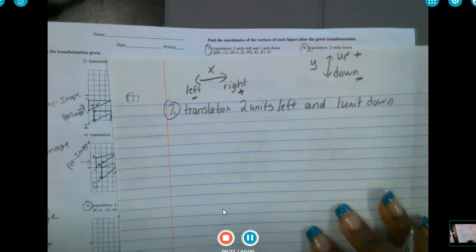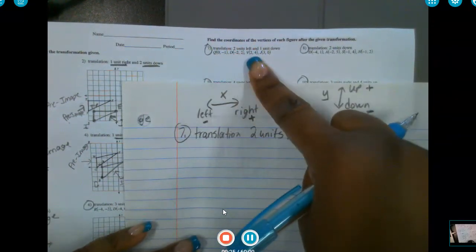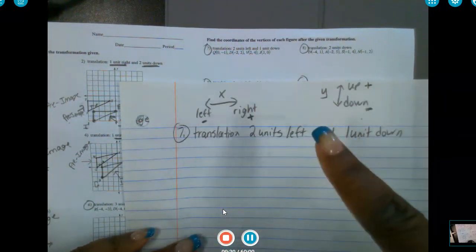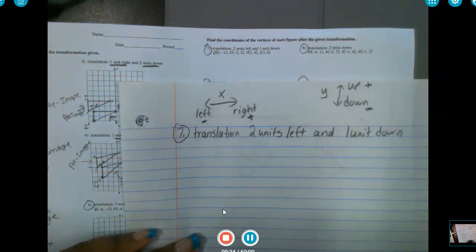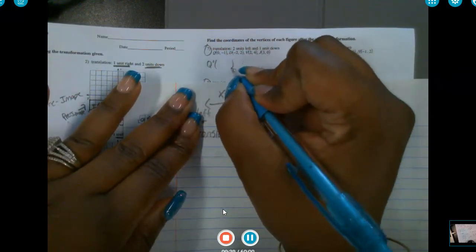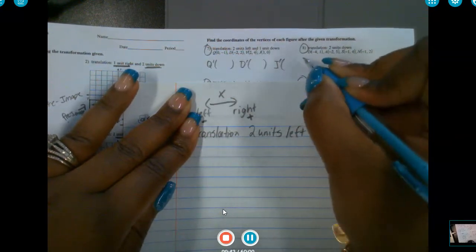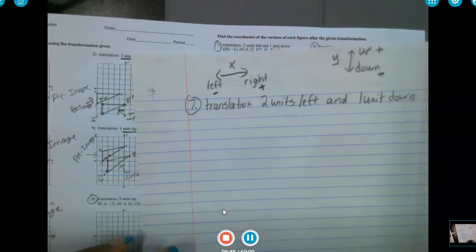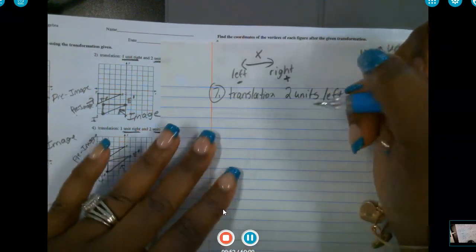All right. So let's look at this. They do not give you a coordinate plane because they want you to figure out where it's moved to without graphing it. Okay, so I need to figure out what my Q prime is, my D prime is, and my J prime is. Okay, all right, so let's do it.